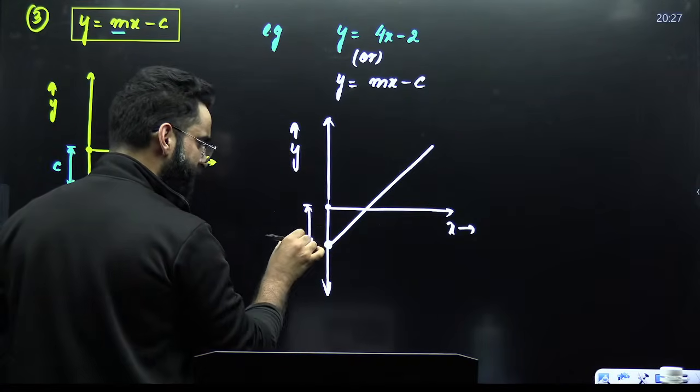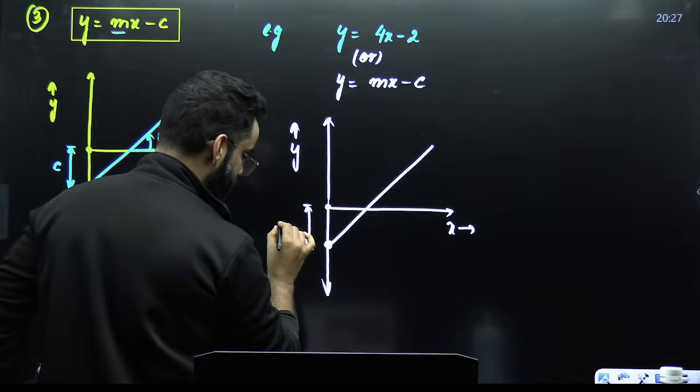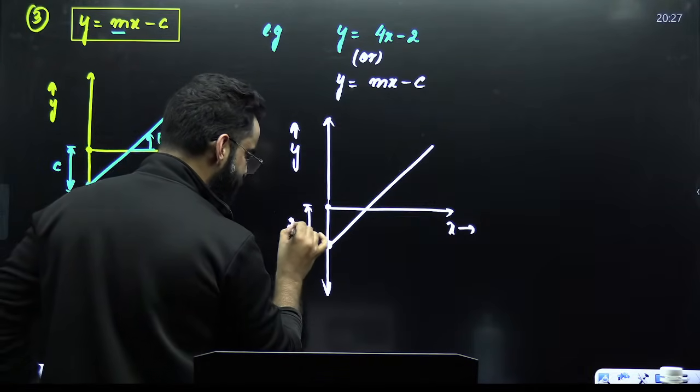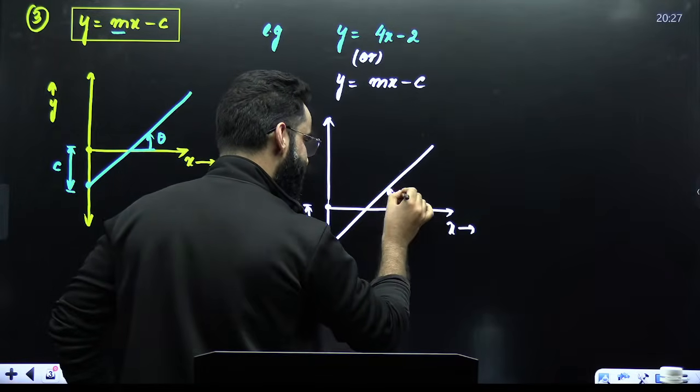The distance from the origin to the point from where the graph starts is your intercept, right? And the value of c. I mean, the graph is going to start 2 units down the origin here. Perfect. And my dear students, this angle over here is something I call theta.